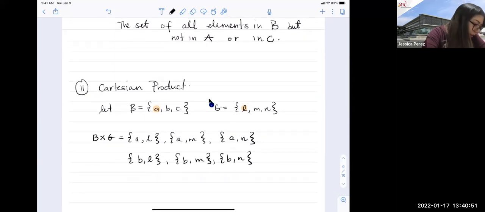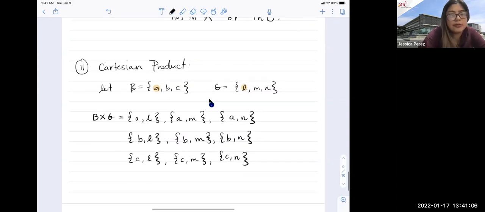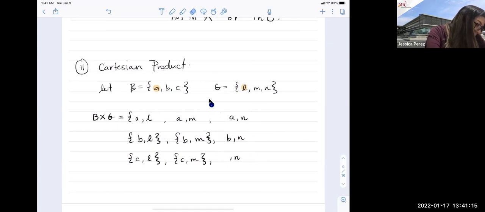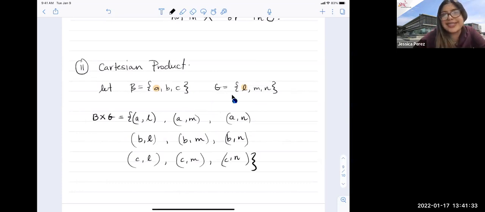Then we have C, L, the order matters, C, M, and C, N. That is the answer. And you have to put them in, I'm sorry, in pairs. So this looks like this. We should all have their coordinates. So this should look like this. And the commas matter, please. So this is C, N. And all this is a set.